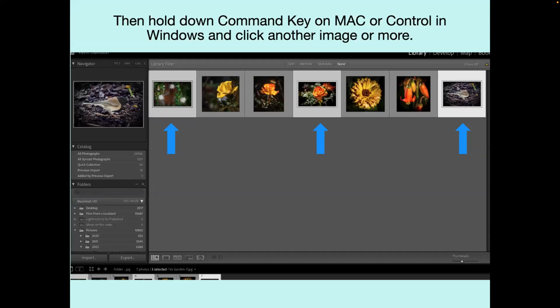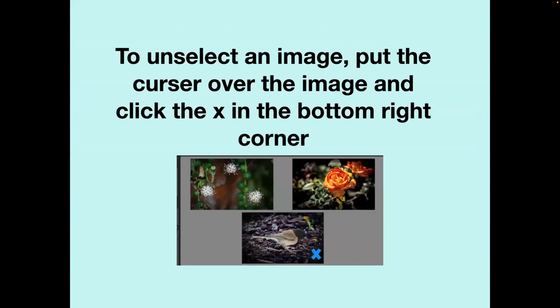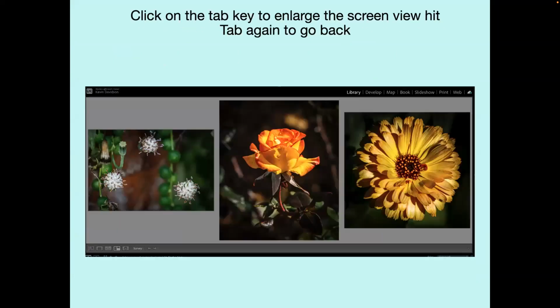Oops, I went backwards, sorry. And then if you want to X out of one of those images, you say, well, that doesn't go together. I want to delete it off my display. You hover over the picture and an X will appear in the right-hand bottom corner and you click it and the picture goes away.